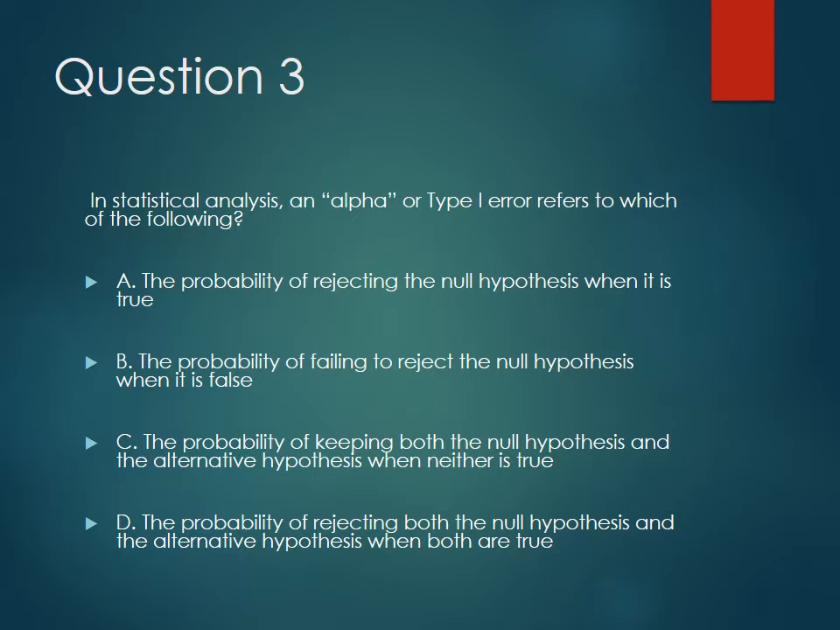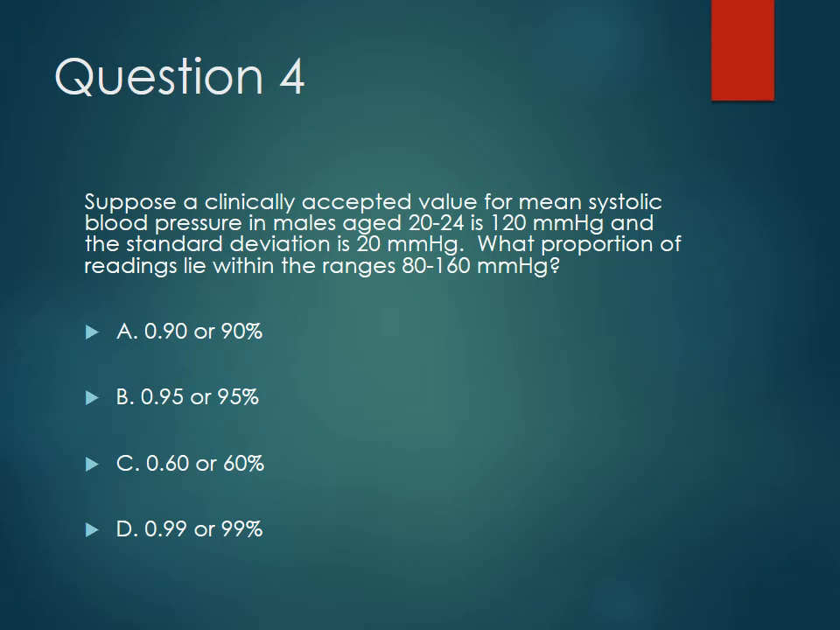What about the probability of failing to reject the null hypothesis when it is false? That's a type 2 error, perfect. Also, that's going to be used with beta, right? It's the level we set for making type 2 errors. It's useful in power calculations. How about the probability of keeping both the null hypothesis and the alternative hypothesis when neither is true? That's just nonsense. And then the probability of rejecting both the null hypothesis and the alternative when both are true, again, also nonsense. Good.